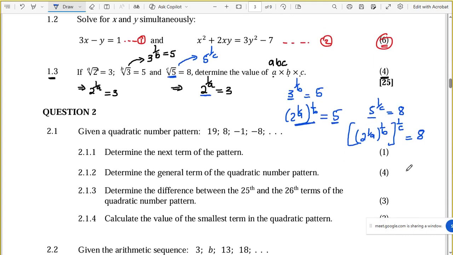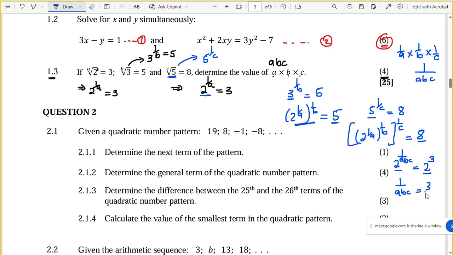So now you can just multiply all those exponents. It's like saying 1 over A times 1 over B times 1 over C, which is just 1 over A, B, C, which is what we are looking for. So this is just 2 to the power 1 over ABC. It's equal to 8. We can change that into 2 to the power 3. The bases are the same, I can equate the exponents. I can say 1 over A, B, C is equal to 3.